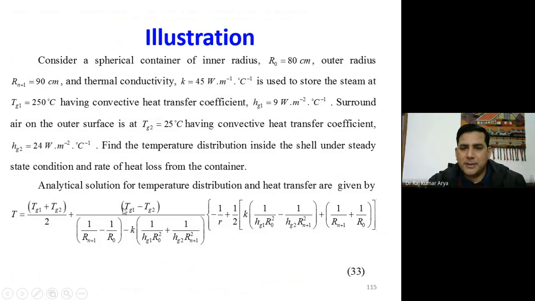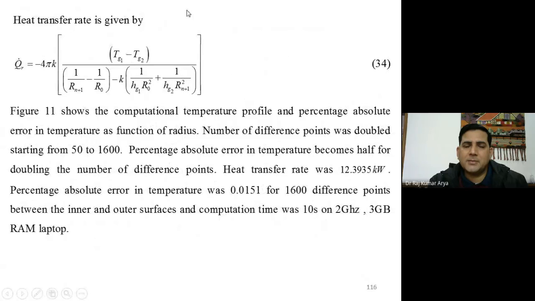Analytical temperature, we already did the derivation of that, so you should also do that. You will get this one. Analytical heat transfer rate would be given by this, because you got previously the expression minus 4 pi k C1. So this was your expression of C1, right?